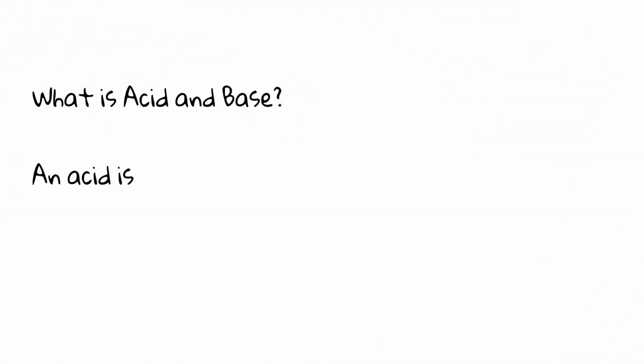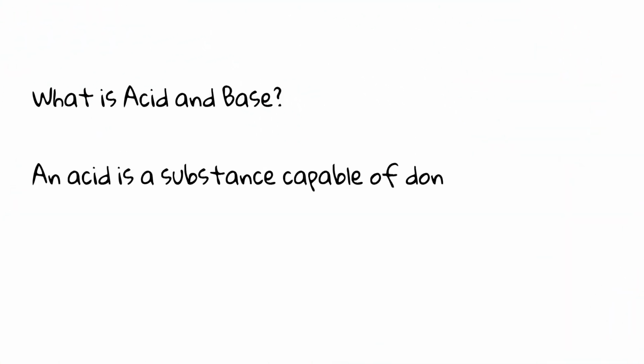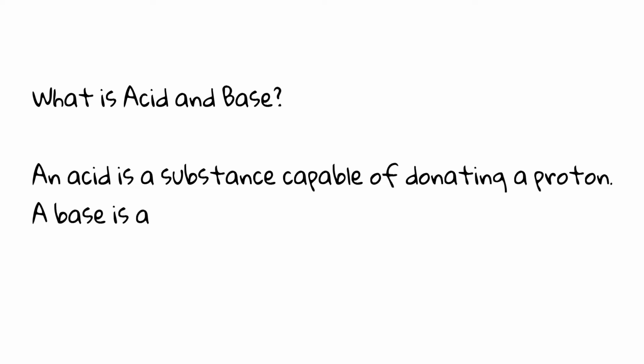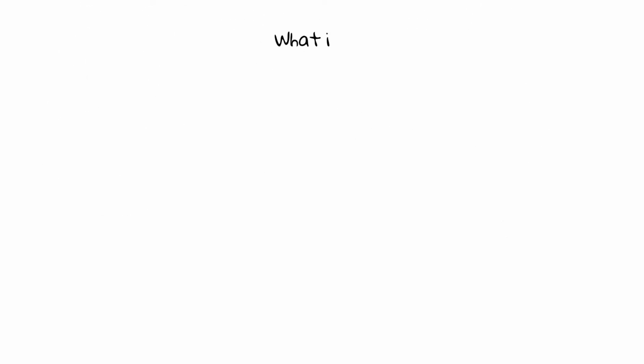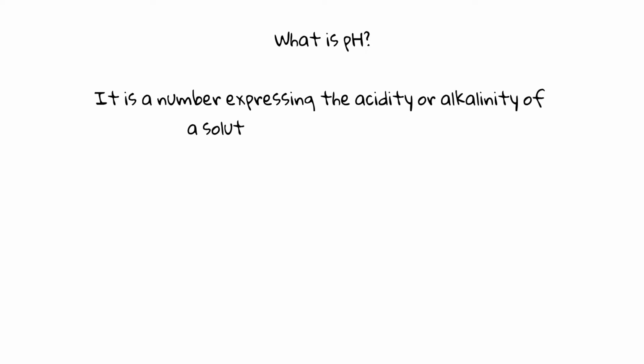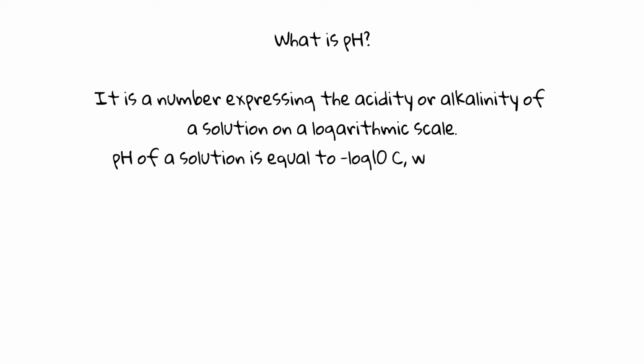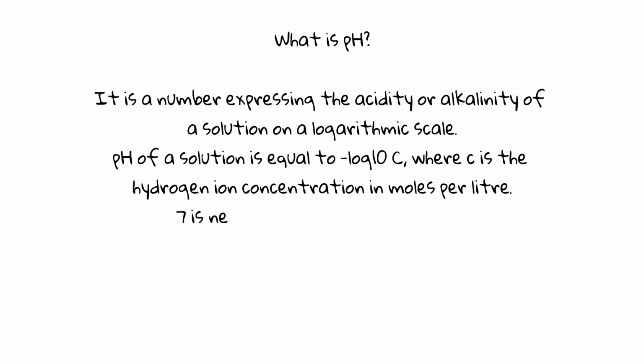So, what is acid and base? An acid is a substance capable of donating a proton. A base is a substance capable of accepting a free hydrogen ion. What is pH? It is a number expressing the acidity or alkalinity of a solution on a logarithmic scale. pH of a solution is equal to negative log 10 C, where C is the hydrogen ion concentration in moles per liter. 7 is the neutral pH of distilled water.